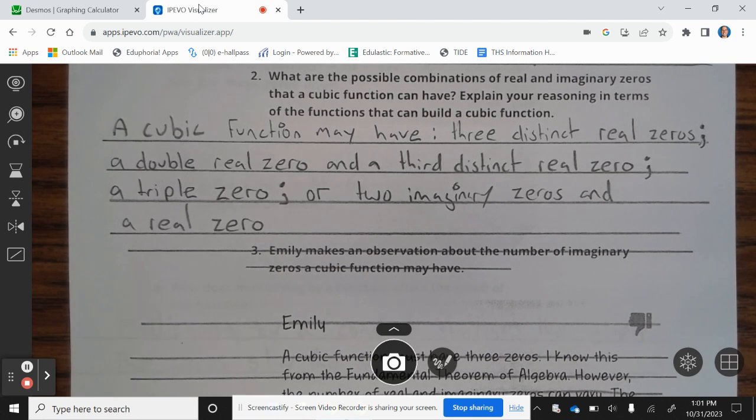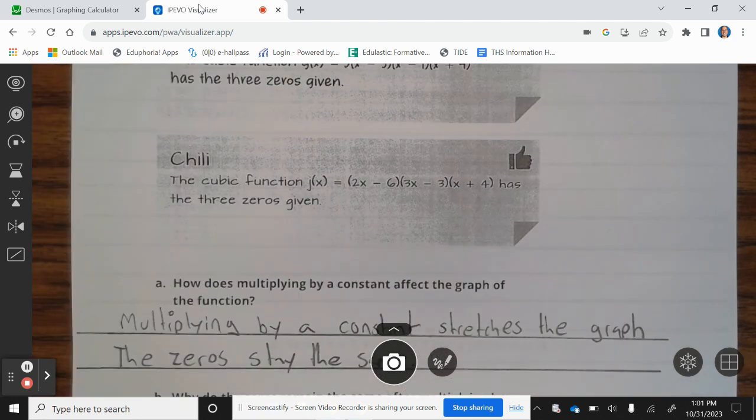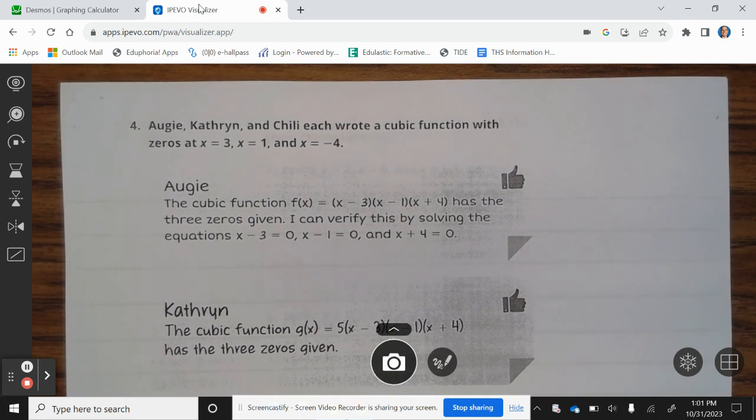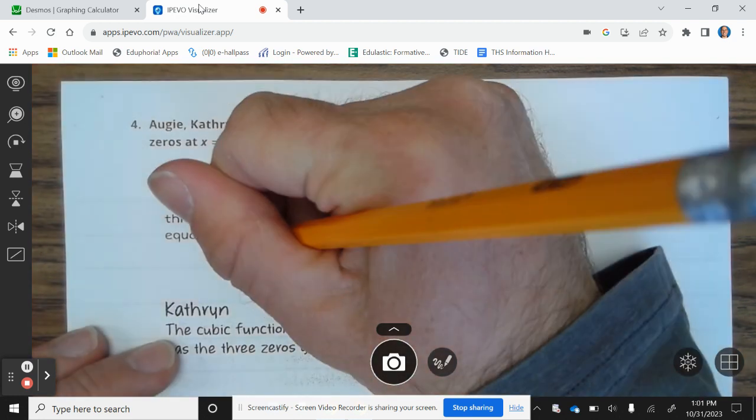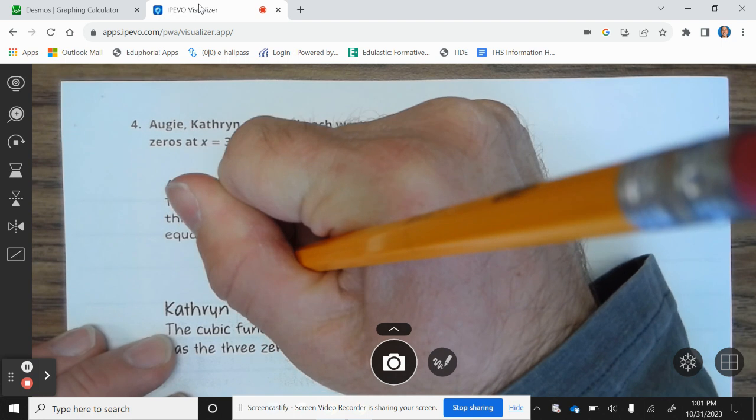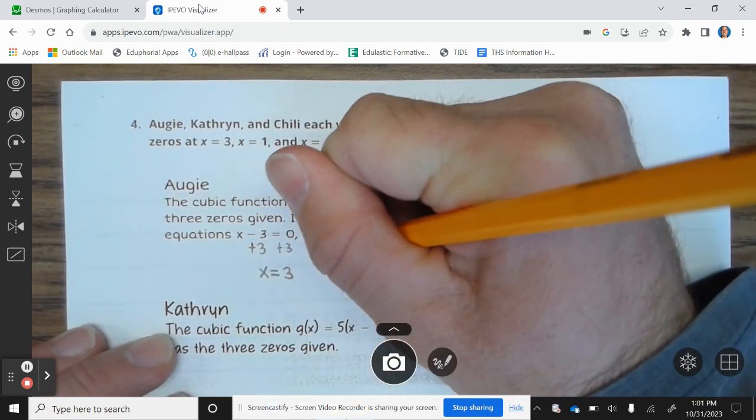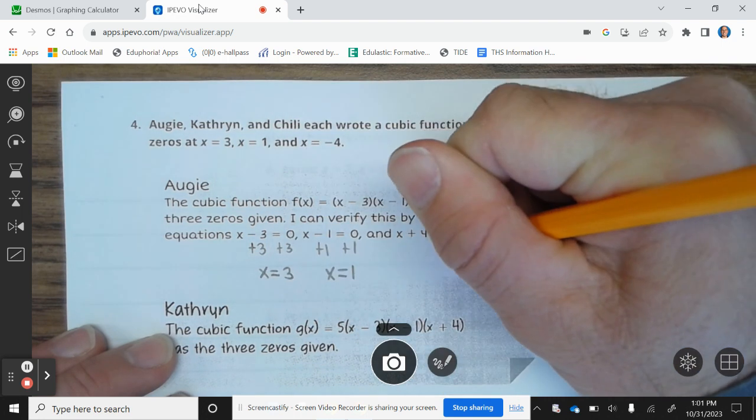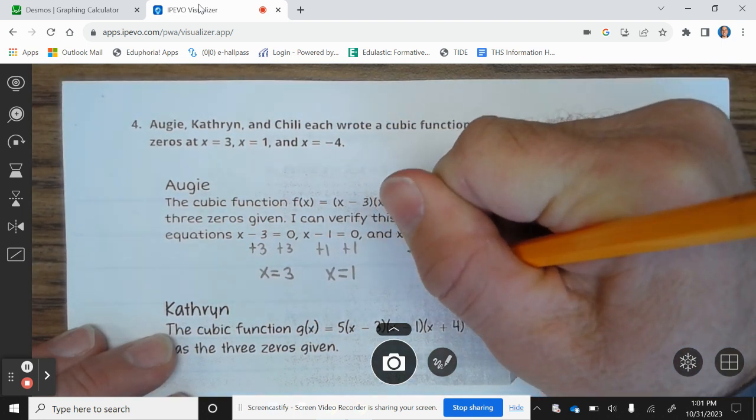All right, let's take a look at the next page. Augie, Catherine, and Shilly each wrote a cubic function with zeros at x equals 3, x equals 1, x equals negative 4. Augie says the cubic function f of x equals x minus 3 times x minus 1 times x plus 4 has the 3 zeros given. I can verify this by solving the equations x minus 3 equals 0, x minus 1 equals 0, and x plus 4 equals 0. Add 3 to both sides, you get x equals 3. Add 1 to both sides, you get x equals 1. And subtract 4 from both sides, you get x equals negative 4.